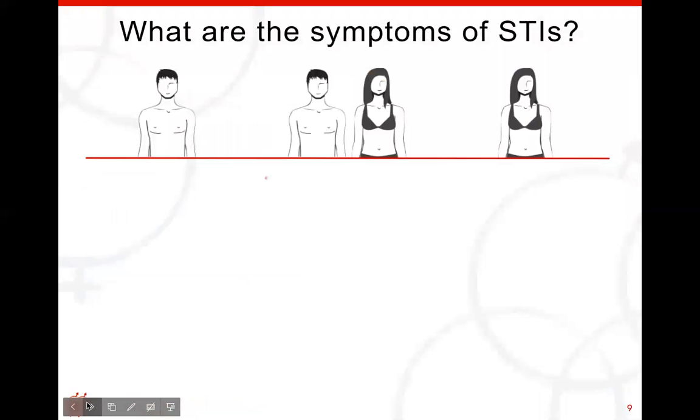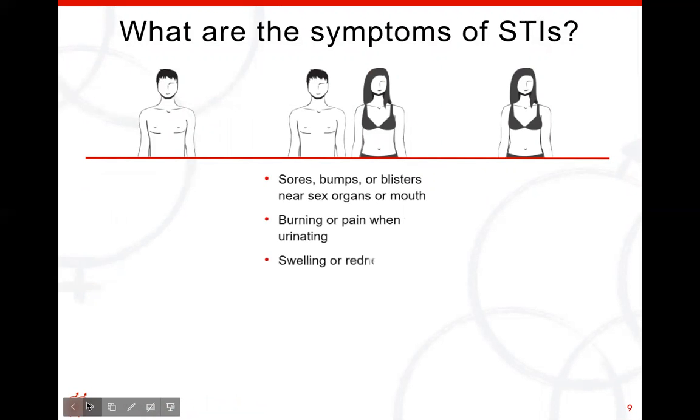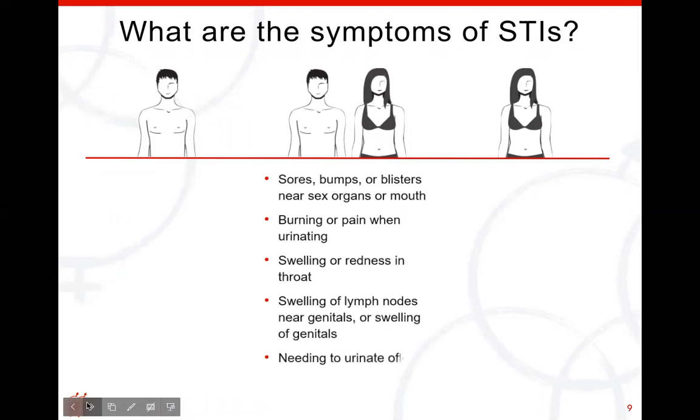So what are symptoms of STIs? We talked about them, but for all genders, it could be sores, bumps, or blisters near the sex organs or mouth, burning or pain when urinating, swelling or redness in the throat, swelling of lymph nodes near the genitals or swelling of the genitals, or needing to urinate often.